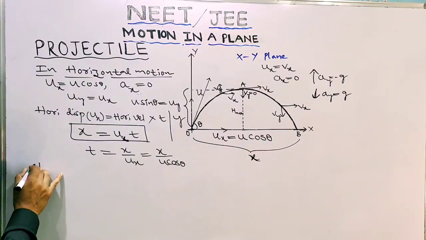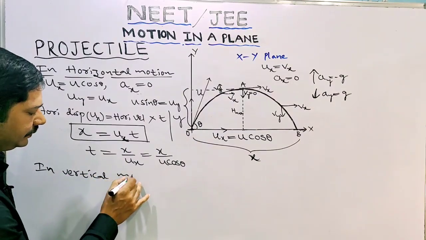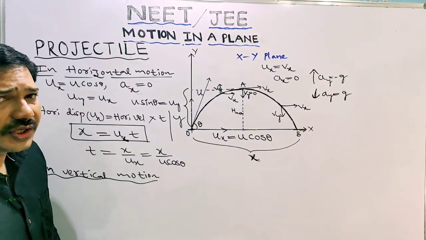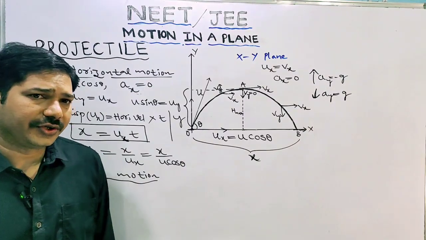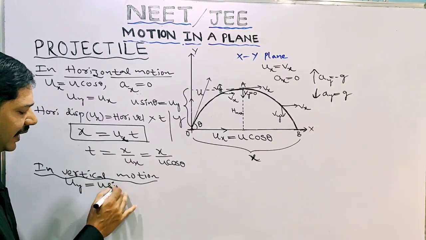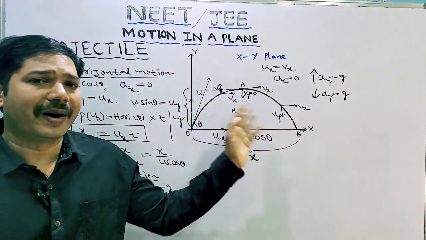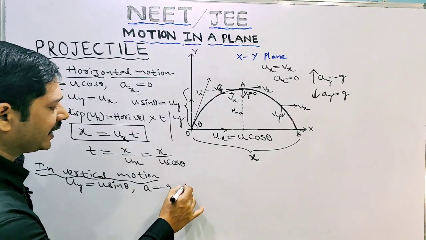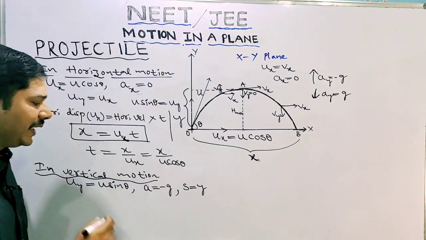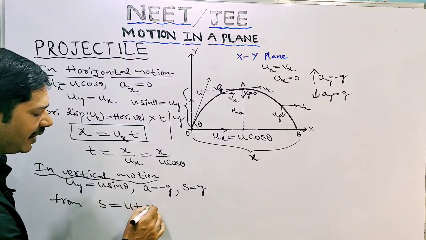In vertical motion, the acceleration is due to gravity. So the initial velocity uy is u sin theta, and the acceleration, since the body is going upward, I am taking as minus g. The displacement here is the vertical displacement, Y. You can take it from the formula s equals ut plus half at square.